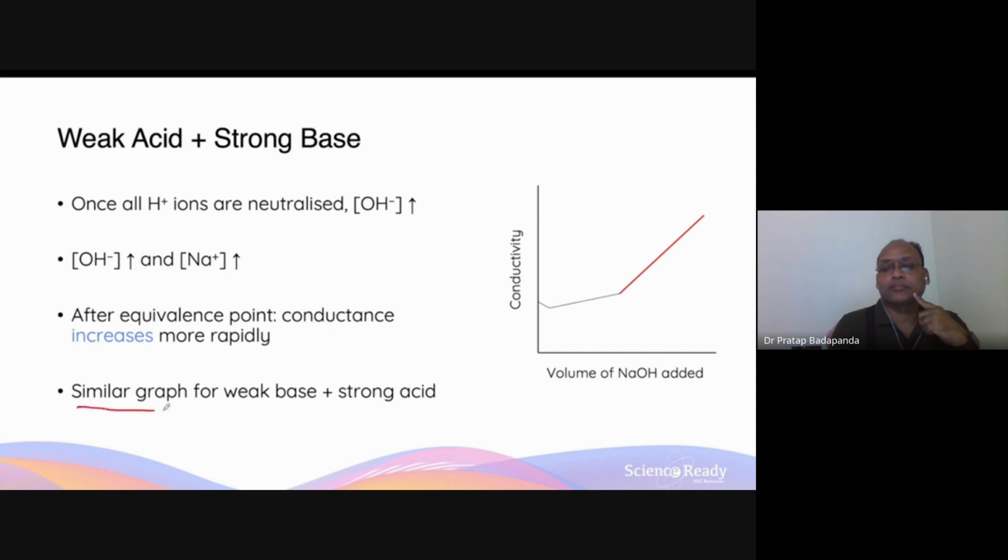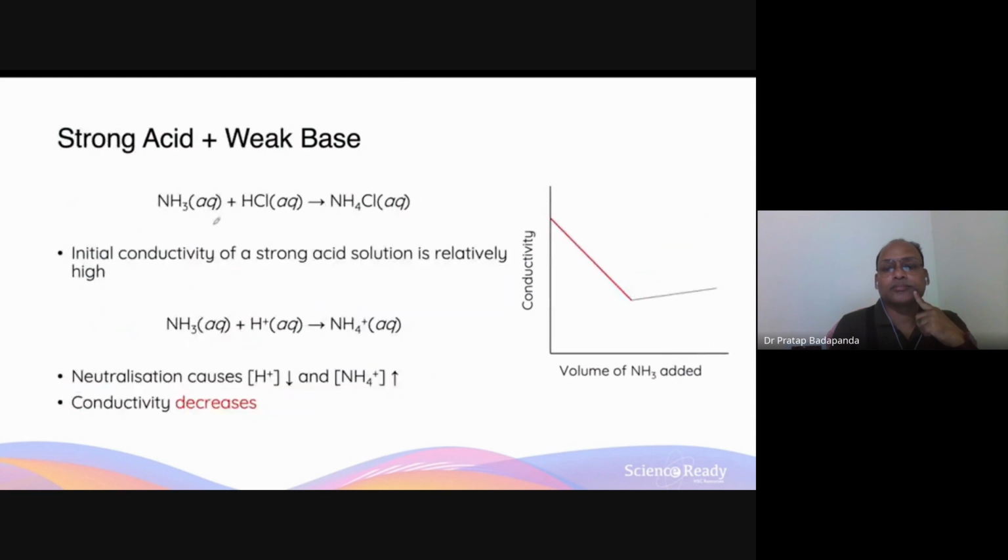A similar conductivity graph will be observed for a titration that has a weak base in the beaker and a strong acid being added from the burette. In a conductometric titration where a strong acid is in the beaker and a weak base is being added from the burette, the conductivity starts off relatively high due to the fact that a strong acid completely dissociates.